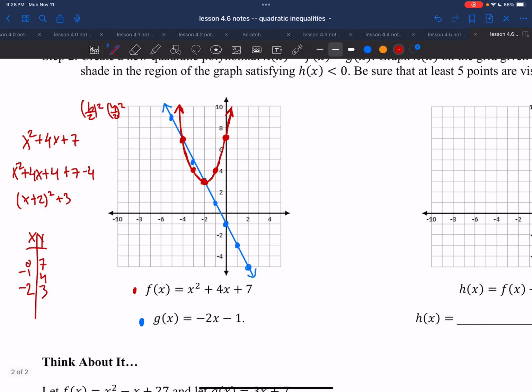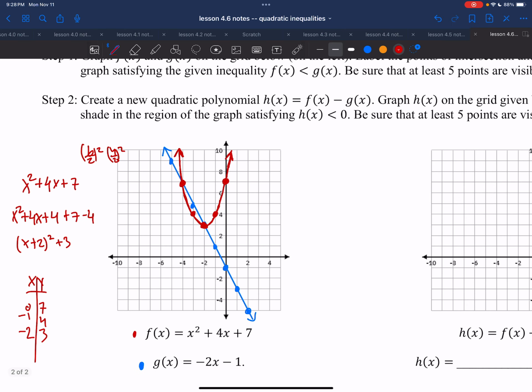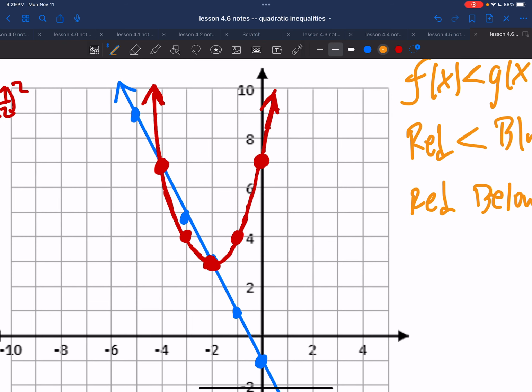Now, if you think about when f of x is less than g of x, f of x is the red curve, and g of x is the blue curve. So the question is, when is the red less than the blue? And you'll say, well, that means the red line is below the blue line.